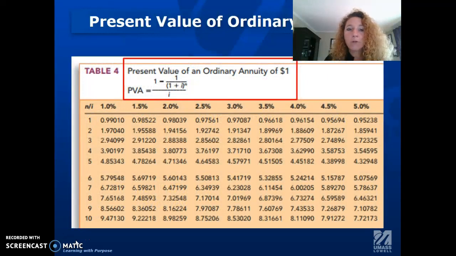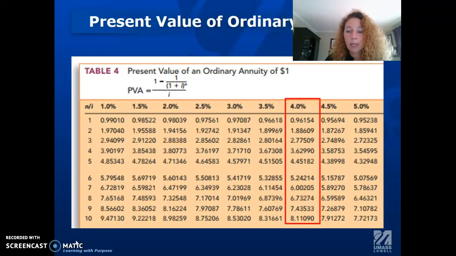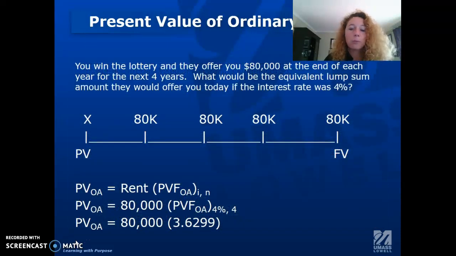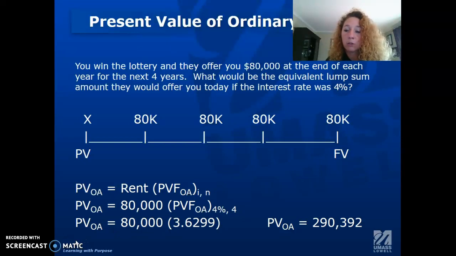So our table for present value of an ordinary annuity, right? So we're going to go over to 4%. And then we'll go down to 4 periods. So there we have the intersection of 3.6299. So if we put that amount into our formula and we calculate it, then we find that the present value of an ordinary annuity for this lottery winnings is $290,392. And so if the lottery offered me $290,000 today or $80,000 a year for the next 4 years, I probably wouldn't care, right?